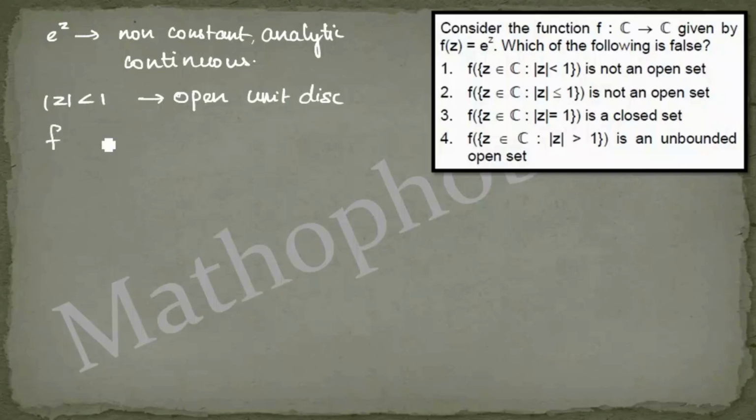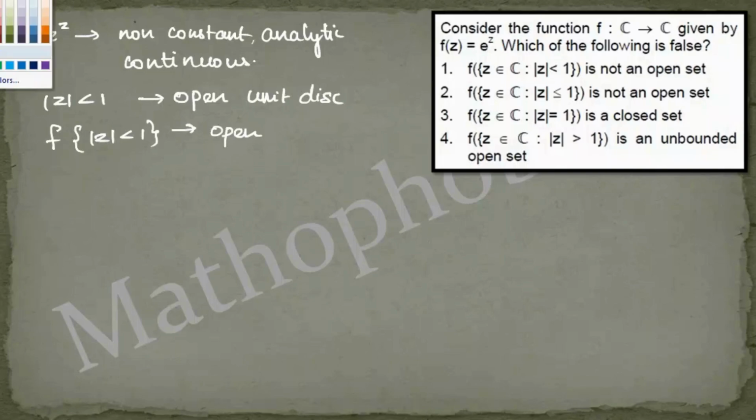So, அதோட mapping, f of mod z less than 1 will also be open. So, இங்க என்ன கொடுத்திருக்காங்க, it's not open. So, அதனால இதுதான் false statement. So, first one is false. And மற்ற ஆப்ஷன்ஸும் டிஸ்கஸ் பண்ணுவோம்.